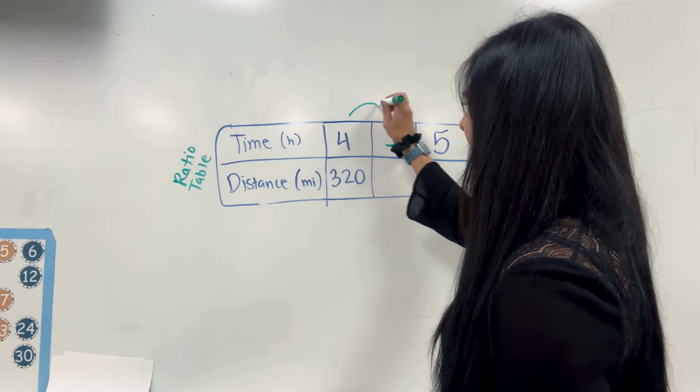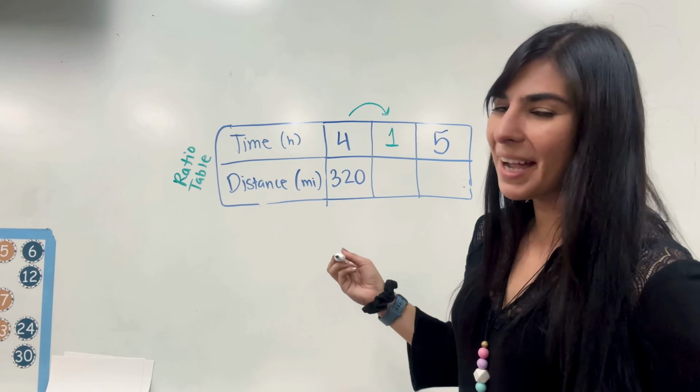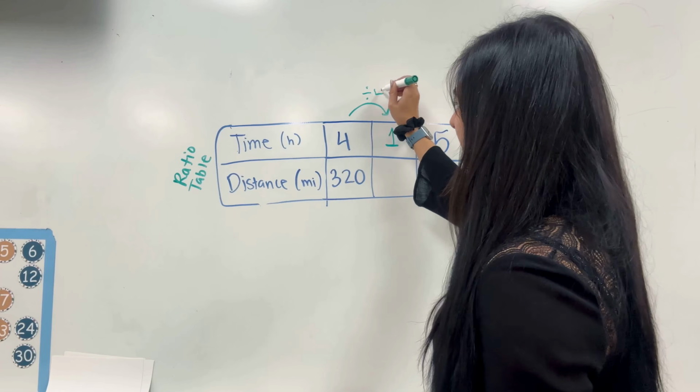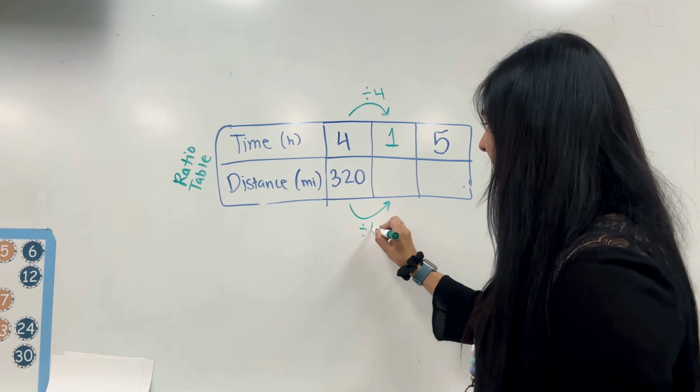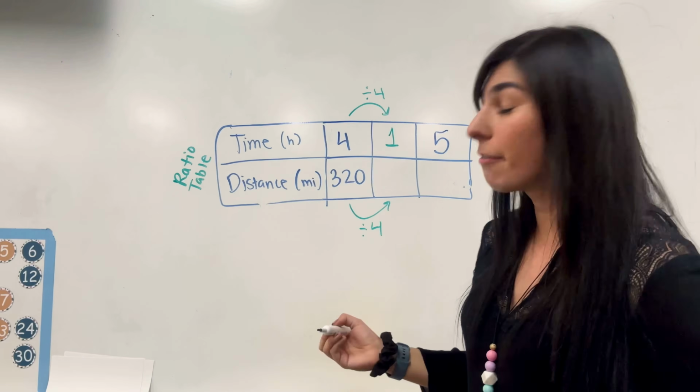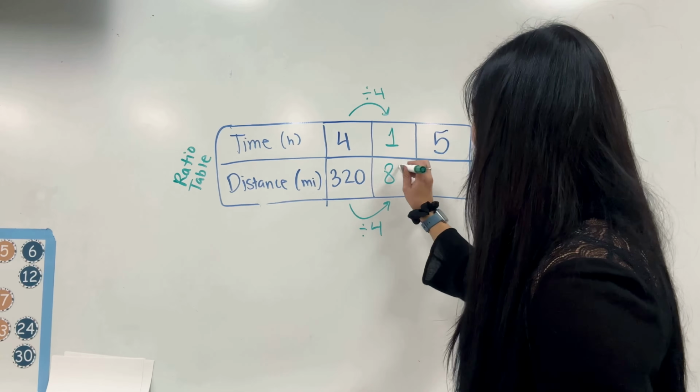Now, how did I get from 4 to 1? I divided by 4. I broke it down. What you do to one side, you must do to the other. So we're going to go ahead and divide 320 by 4, which will give me 80.